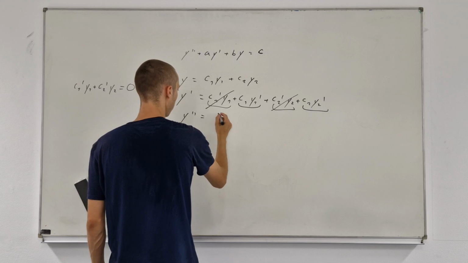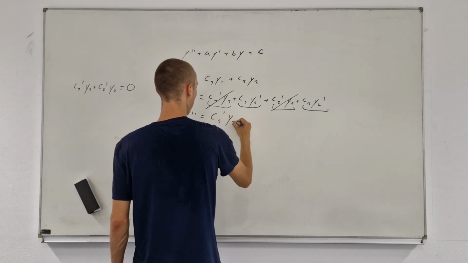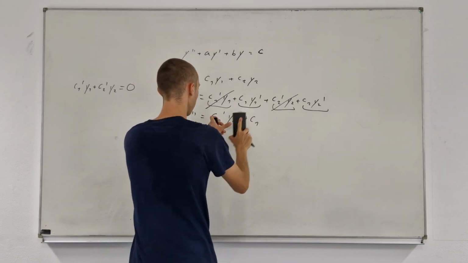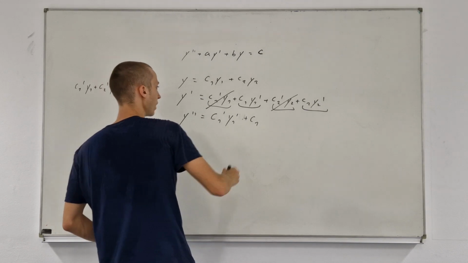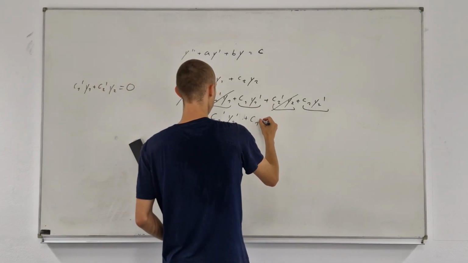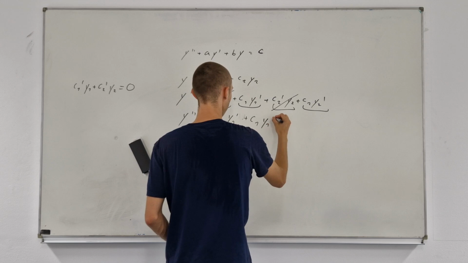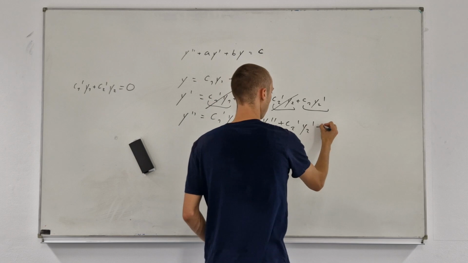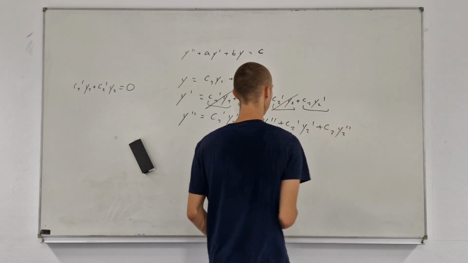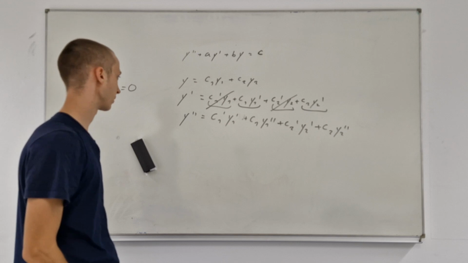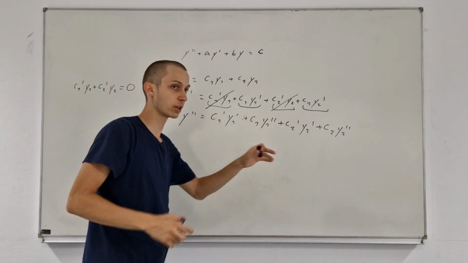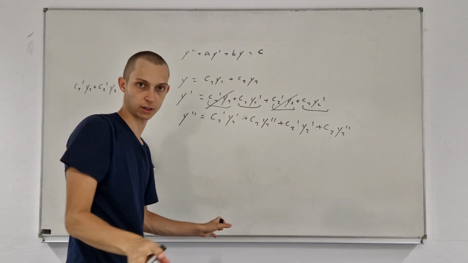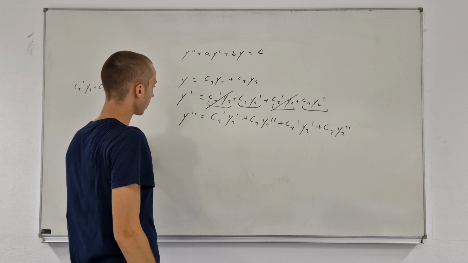So for that y double prime, I have C1 prime y1 prime, to be careful, and then I have C1 y1 double prime plus C2 prime y2 prime plus C2 y2 double prime. So that's my y double prime. And again, don't mistake y with y1 or y2. All these three things are different functions, just like C1, C2, and C.